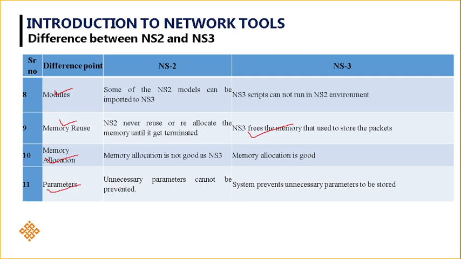And when it comes to the last difference, unnecessary parameters cannot be prevented in NS2. Because of that, more memory is wasted in NS2, whereas in NS3 the system can automatically prevent the unnecessary parameters that it is trying to store. So these are a few differences that you can note down for understanding the difference between NS2 and NS3. Once you are clear with the differences, you can go to my other videos, where I have made a number of programs and examples implementing protocols using NS3.